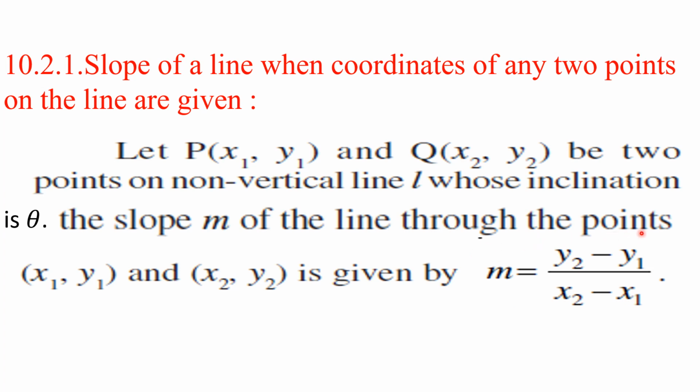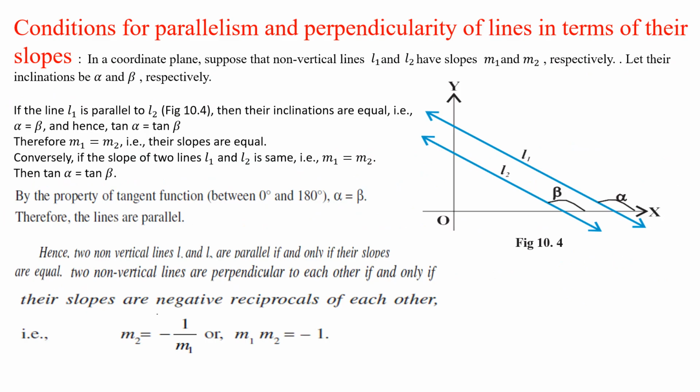Please remember this formula. In 2 cases we find slope of a line. First one is if the inclination of the line is given, that is if theta is given, then we can find slope of the line. And the second case, if the coordinates of any 2 points on the line are given. Okay, my children, remember these 2 points to find the slope of a line. Right. Now come to the next point.